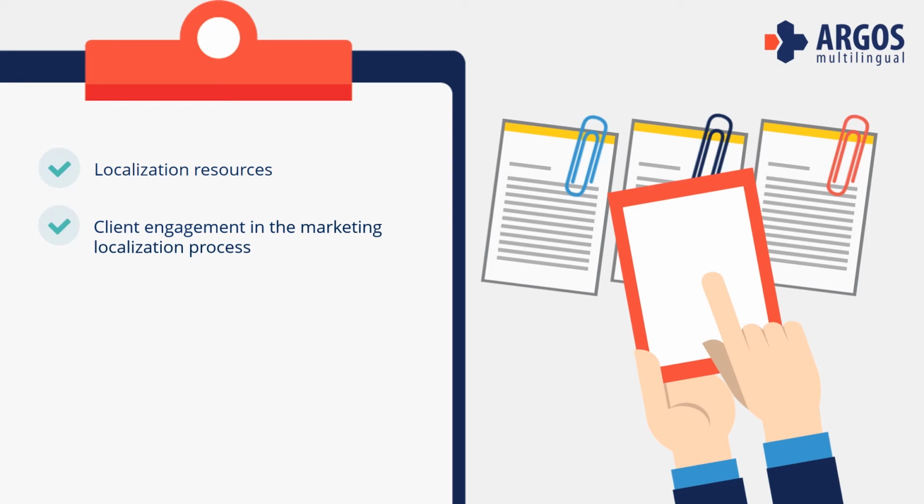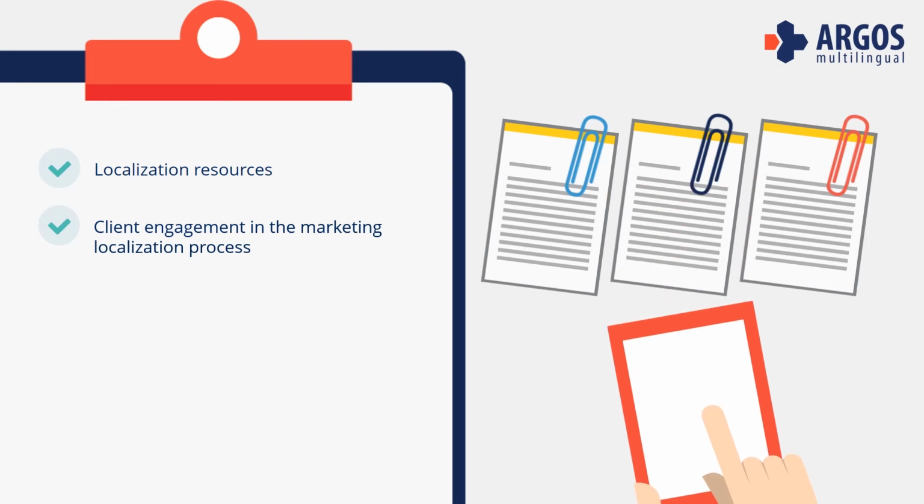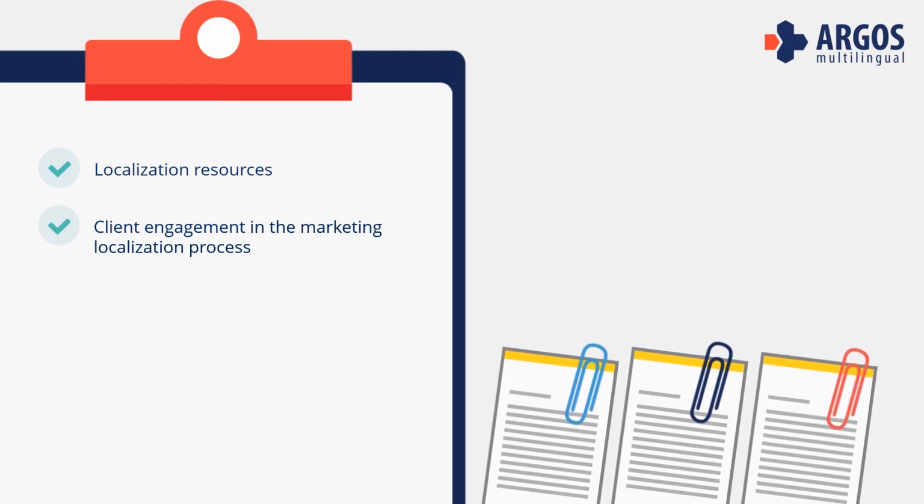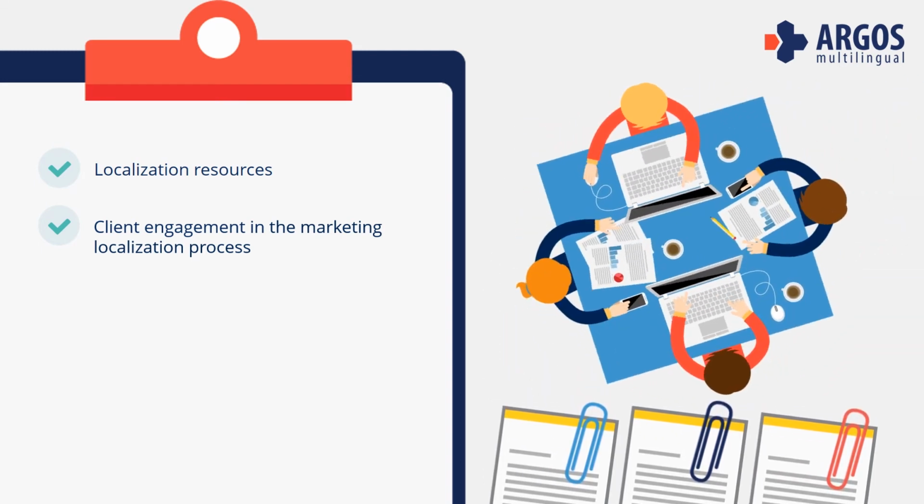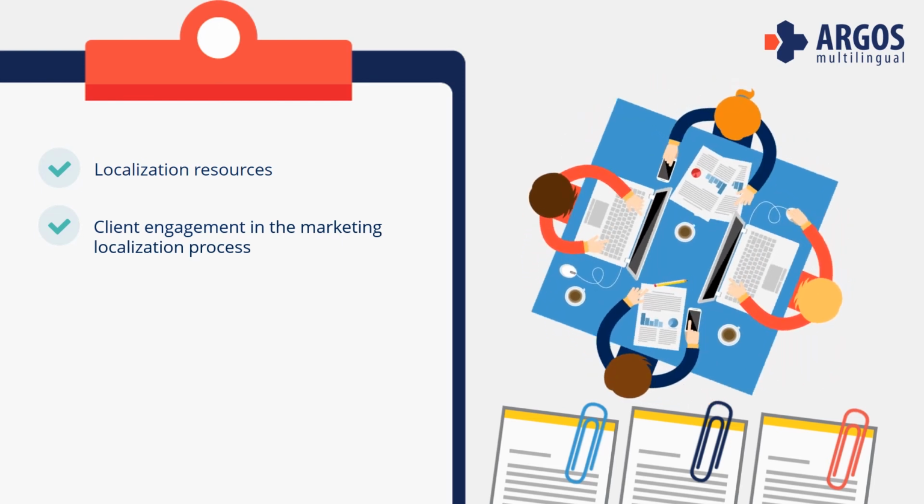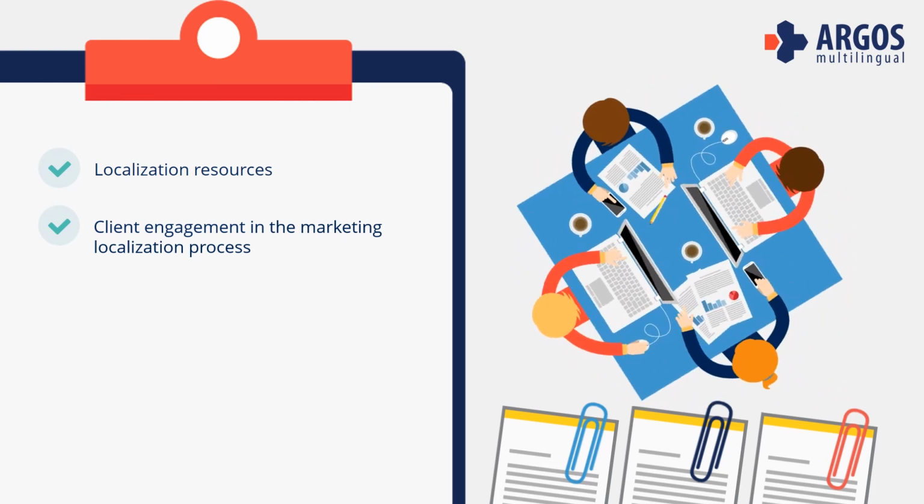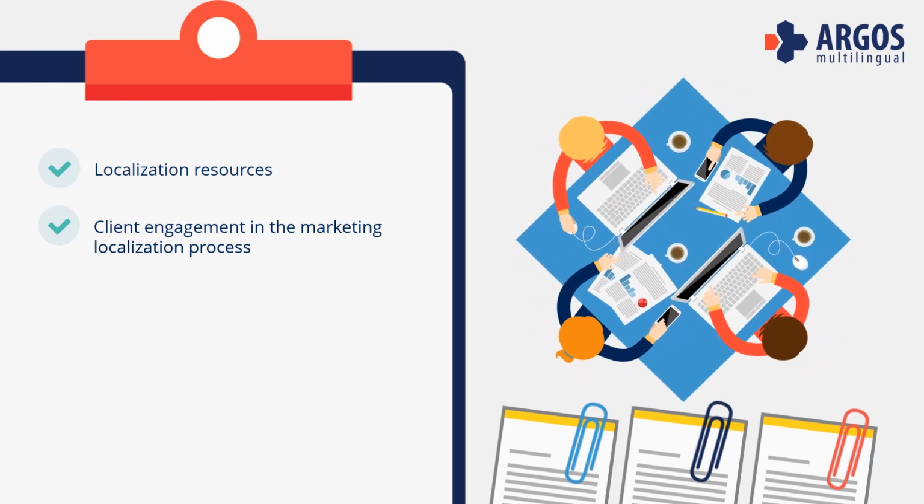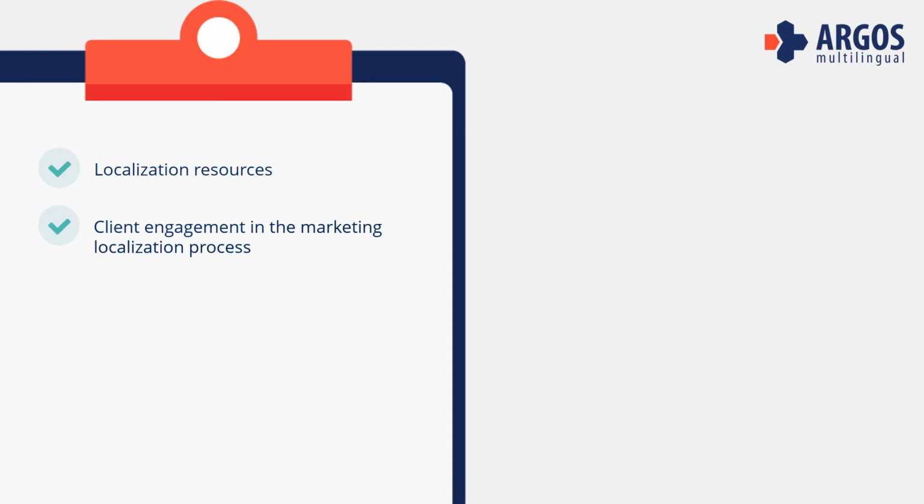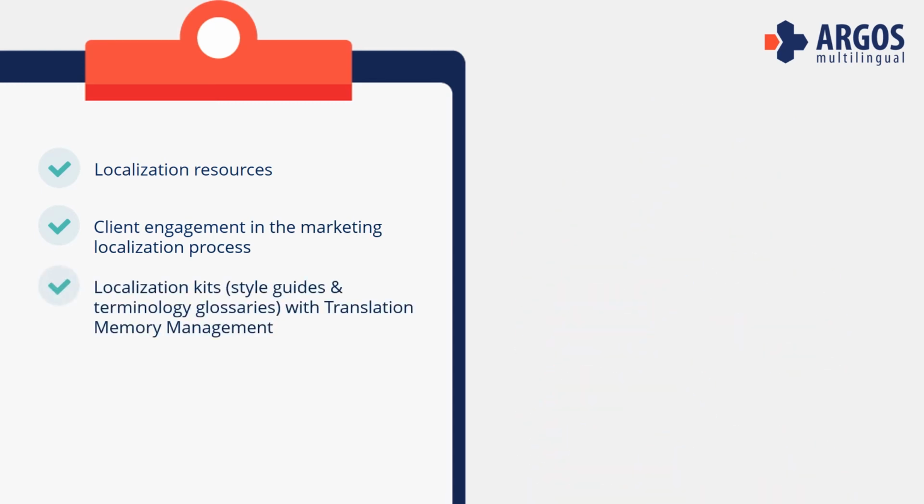The client's in-country reviewers can then provide Argos with comments on the supplied samples before we select a team of writers. After choices are made, we work together to fine-tune the tone and style of deliverables to match the target market's expectations. Localization kits, which include marketing style guides and terminology glossaries, become the basis for high-quality marketing output going forward, along with translation memory management.